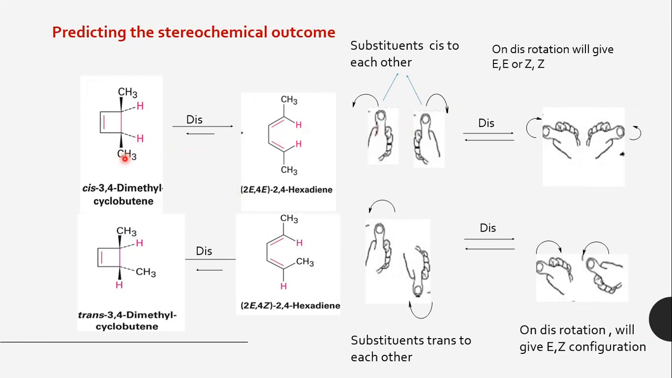So the same exercise, I have my cis 3,4-dimethyl cyclobutene. Disrotation means they have to move in opposite directions. So this would give rise to EE or ZZ depending on whether it is clockwise or anti-clockwise, and the trans would give me the EZ configuration of the substituents on the terminal olefinic carbons of the polyene.